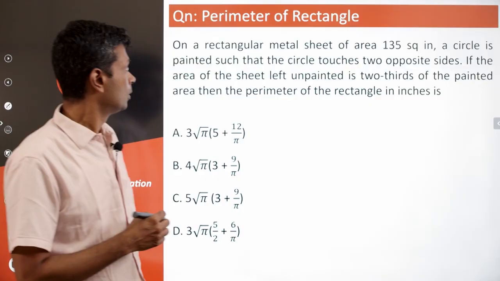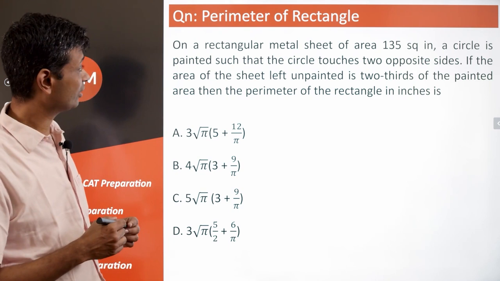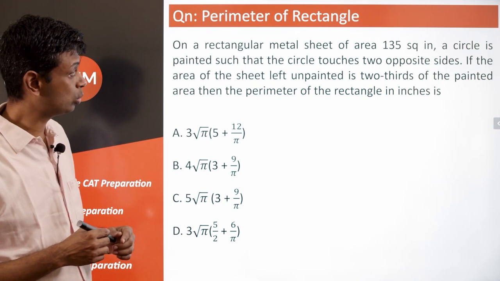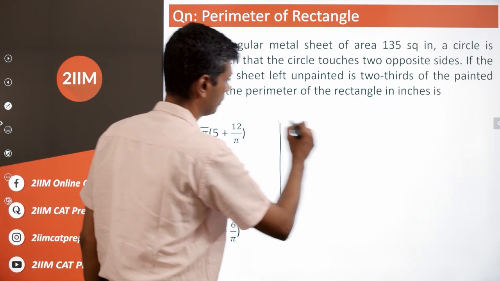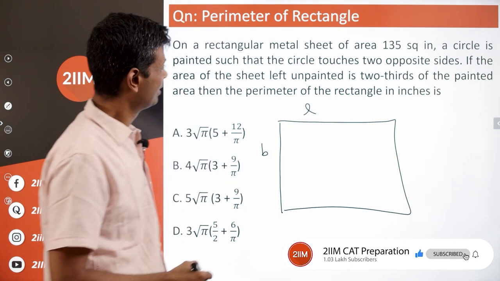On a rectangular metal sheet of area 135 square inches, a circle is painted such that the circle touches two opposite sides. If the area of the sheet left unpainted is 2/3 of the painted area, then the perimeter of the rectangle. I'm going to draw the first diagram here. And so there's a breadth, there's a length to this. A circle is painted such that the circle touches two opposite sides. Obviously, it will be this.